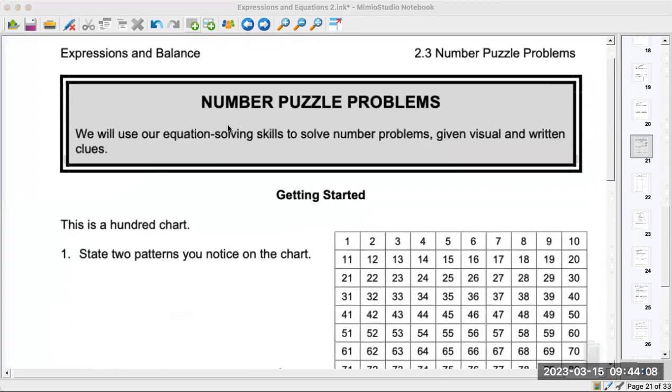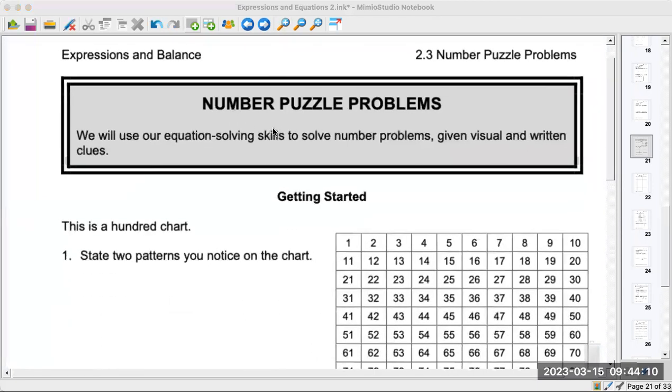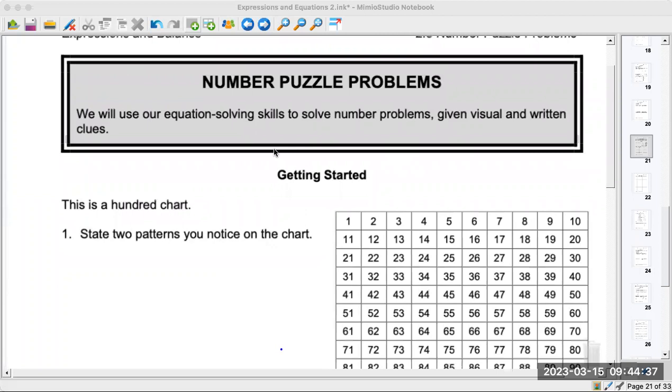So this is going to be a little tricky. This might be something new to you that you've never seen before, so hang in there. Sometimes it makes more sense after a while, not the first time. We're doing number puzzle problems, and we will use our equation solving skills. We still have to practice a lot, but you'll get better the more you practice to solve number problems, giving visual and written clues.